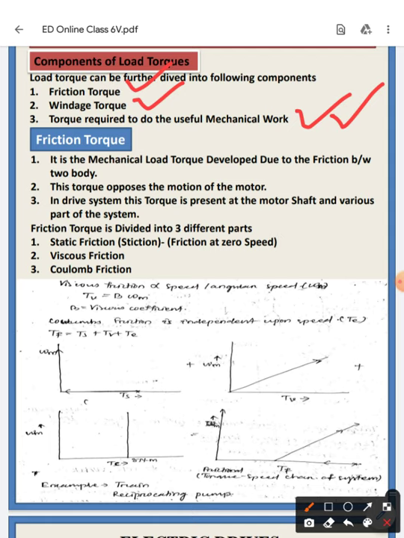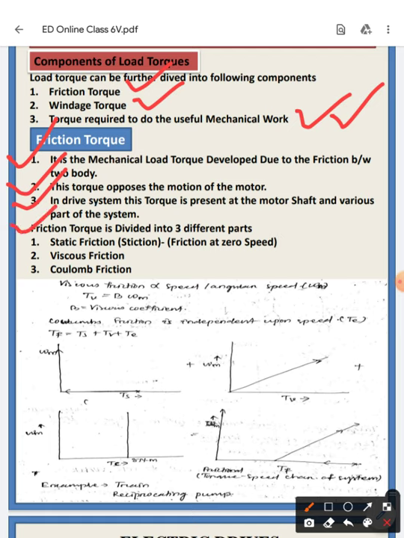If it is a mechanical load torque developed due to the friction between two bodies, that type of friction is called frictional torque, and this torque opposes the motion of the motor. This is how the motor motion is opposed. It is due to the friction between the bearing and the shaft. And in a drive system, this torque is present at the motor shaft and various parts of the system.